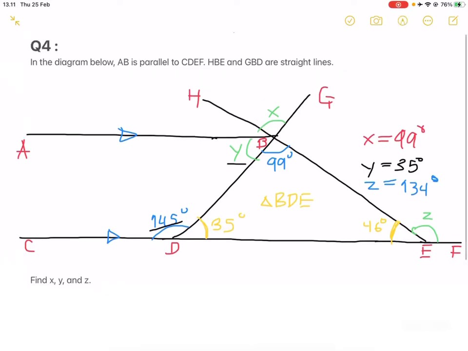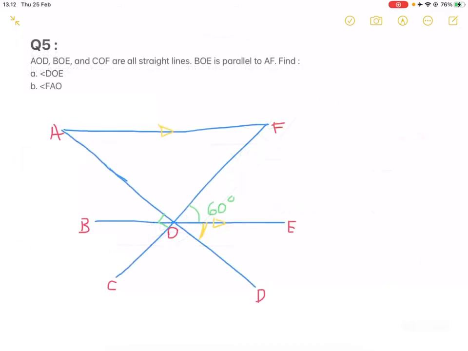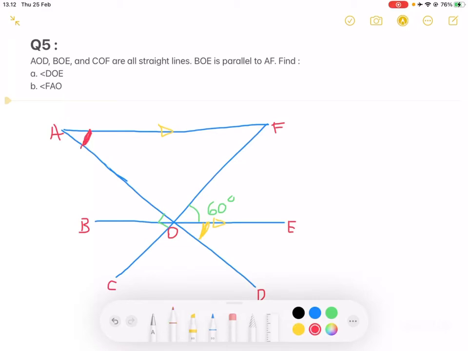Let's jump into the fifth and final question of this video. Alright, for the fifth and last question, it says that AOD, BOE, and COF are all straight lines, and BOE is parallel to AF. So we need to find first angle DOE, which is this part in yellow, and then we have FAO, which is this part right here marked in red.